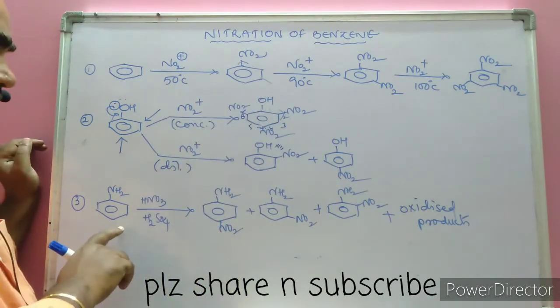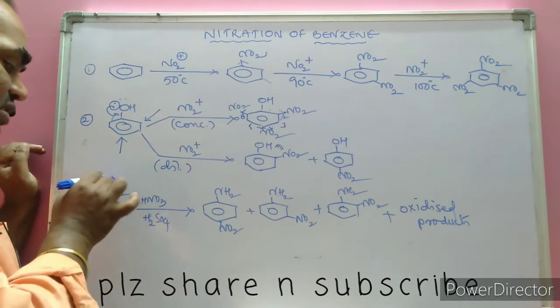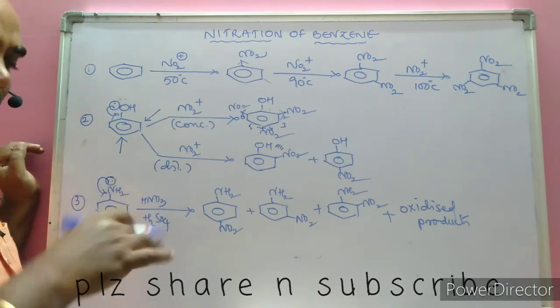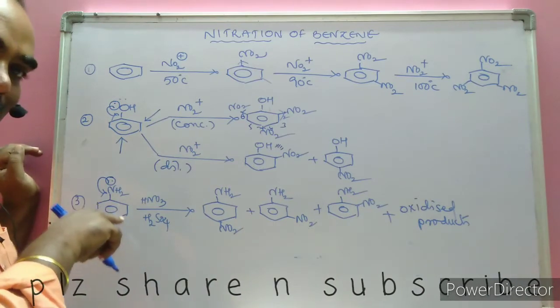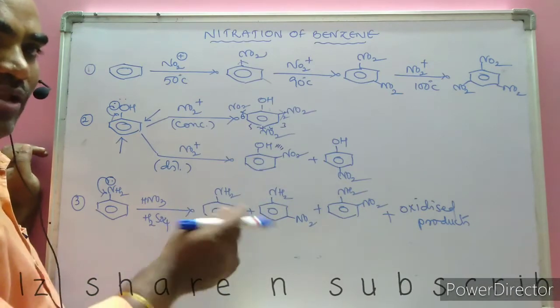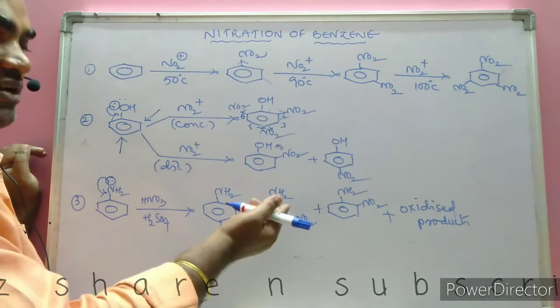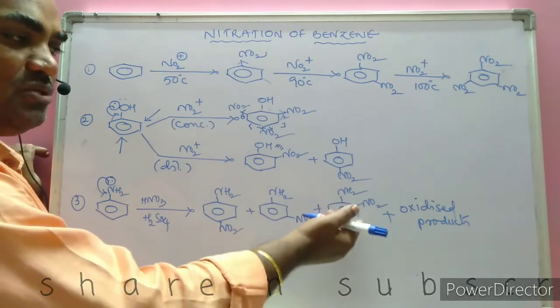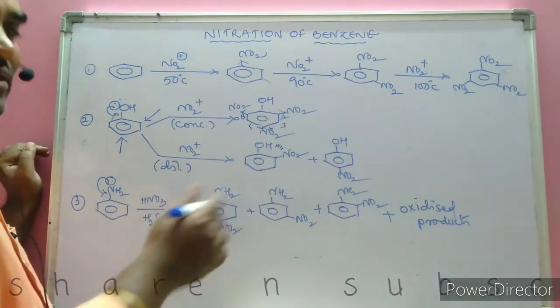Next example, aniline on nitration. Here, different products form. Since the nitrogen contains a lone pair of electrons, the reactivity of the benzene towards electrophilic substitution increases. As a result, multiple products form. Approximately 57% of one, 40-something percent of another, and 1%, a very small amount, of the other product is obtained.